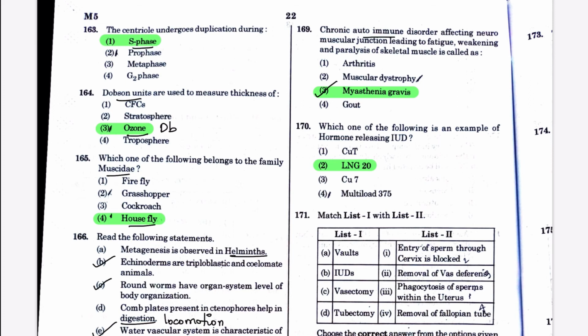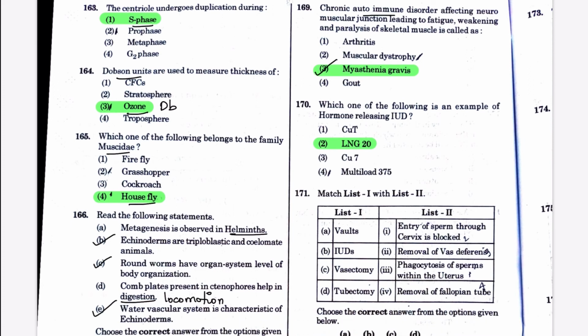So 170, which of the following is an example of hormone releasing IUD? It is LNG20, also progestasert is another example. CuT, Cu7, multiload 375, all these are copper releasing IUDs.